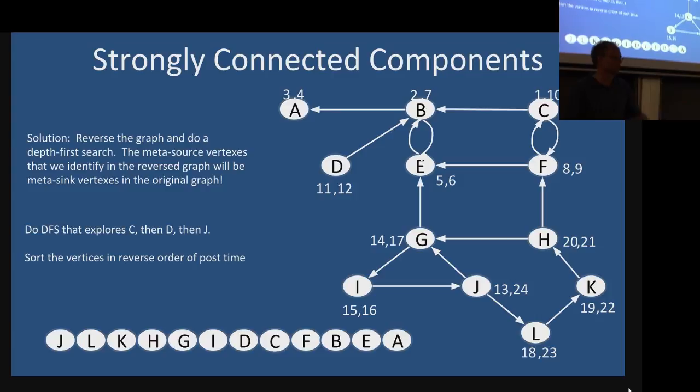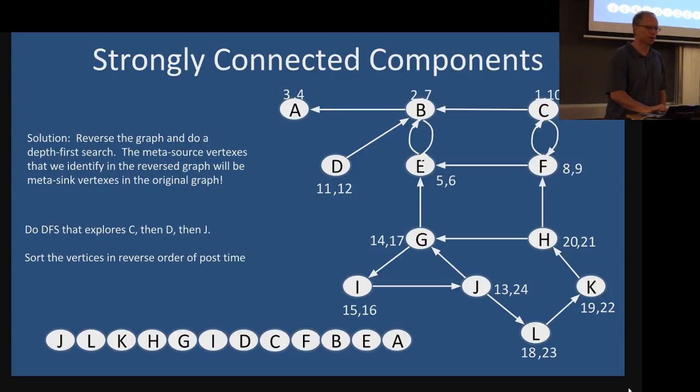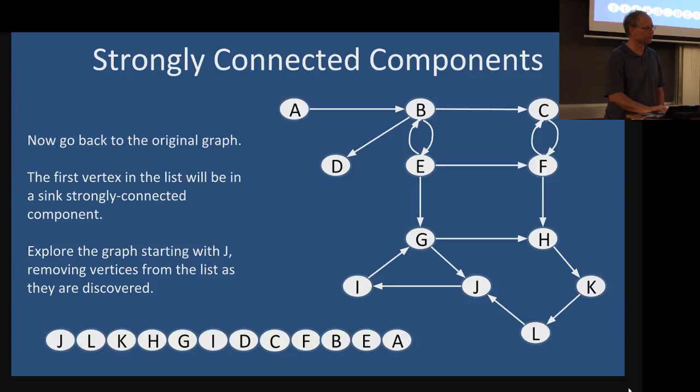Yeah? So do you explore from J to find the connected components? Right. So what we do is we go back to the original graph. We know J is part of a meta sink of that graph. So let's explore starting with J. So we did that original search on the reverse graph just to get an order to use to control another depth first search on the original graph.